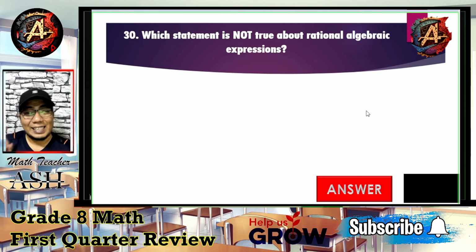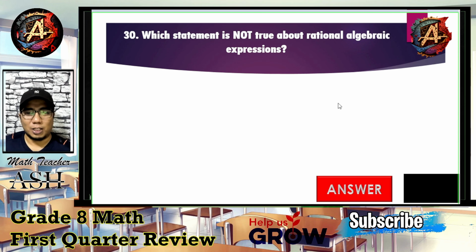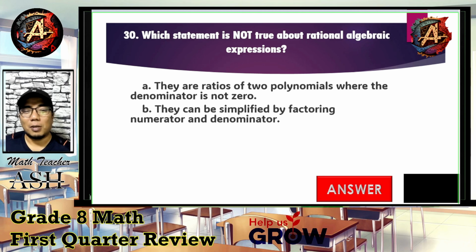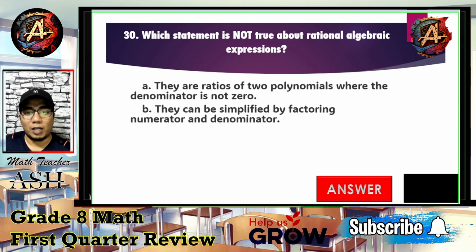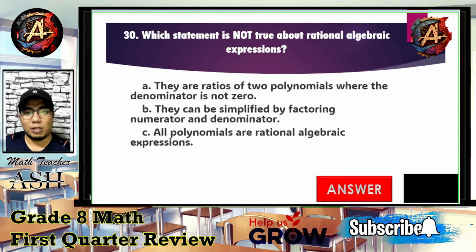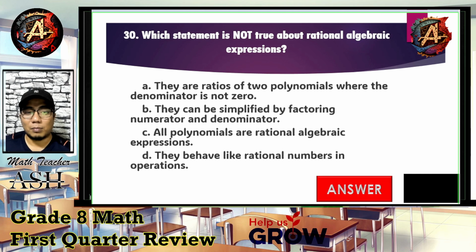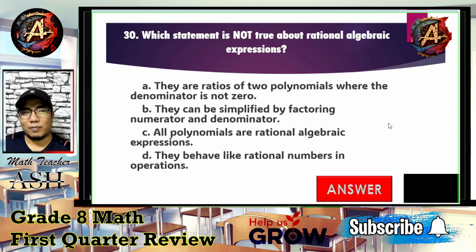Which statement is not true about rational algebraic expressions? A, they are ratios of two polynomials where the denominator is not zero. B, they can be simplified by factoring the numerator and denominator. C, all polynomials are rational algebraic expressions. Or letter D, they behave like rational numbers in operation. I'll give you 5 seconds to think about your answer.